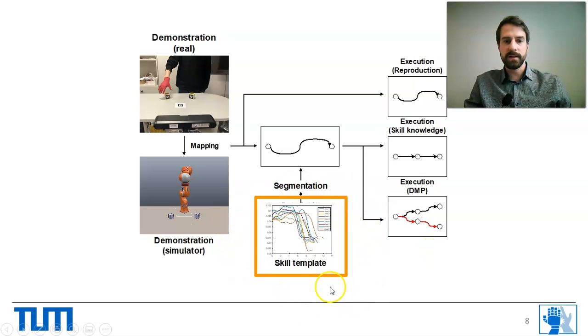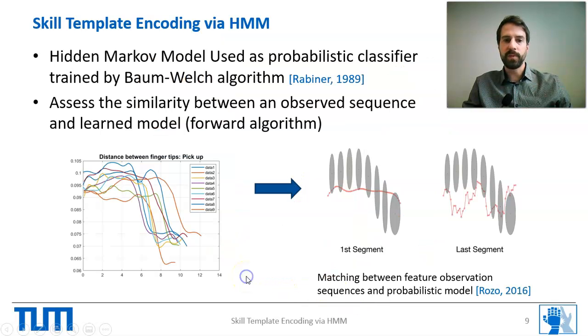We learn skill templates from prior demonstrations to be encoded in a hidden Markov model that we use as a probabilistic classifier. Then we are able to assess the similarity between an observed sequence and the learned model by using the forward algorithm. On the left you see an example for a specific computed feature, which is the distance between the fingers, and then the learned model can be compared with future observation sequences.